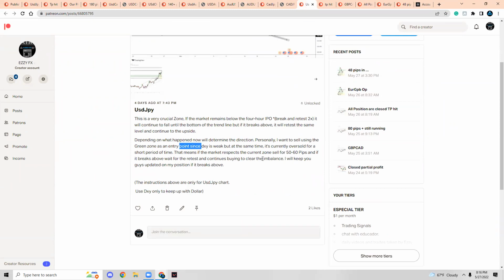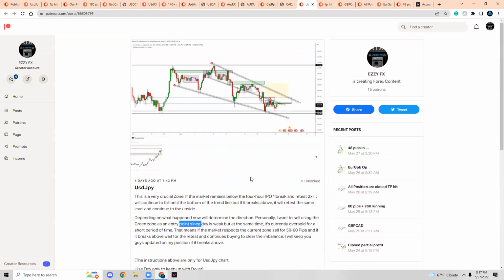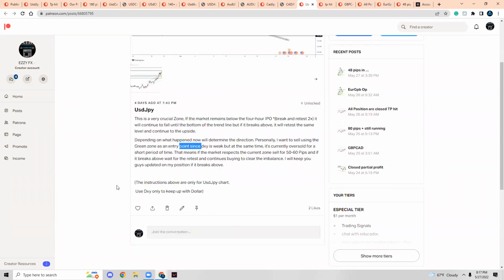But at the same time, it's currently oversold. We've been selling the dollar for a long period of time, so sometimes you can expect a pullback from the US dollar, but that's just temporary, for a short period of time. So if the market respects the current zone, sell for 50 or 60 pips. And if it breaks above, wait for the retest and continue buying to clear the imbalance. I'll keep you guys updated on my position if it breaks above.